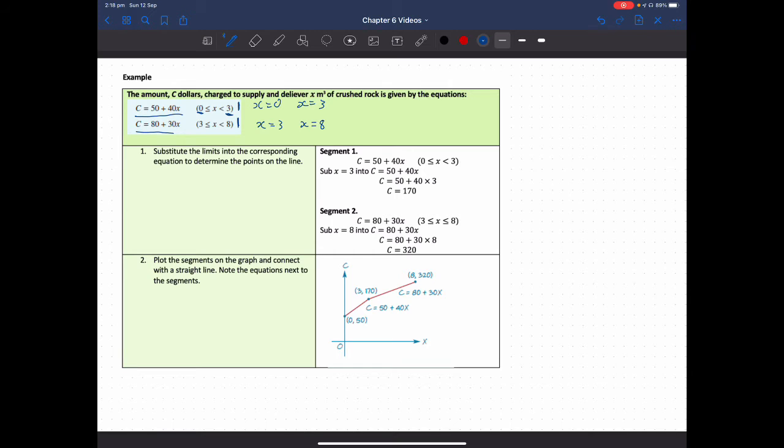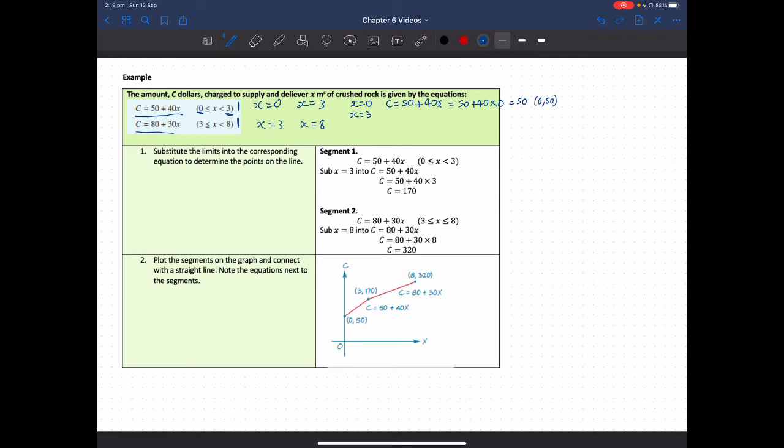We substitute x equals 0 into our equation c equals 50 plus 40x. So we get 50 plus 40 times 0. 40 times 0 is 0. 50 plus 0 is 50. This gives me a point 0, 50.